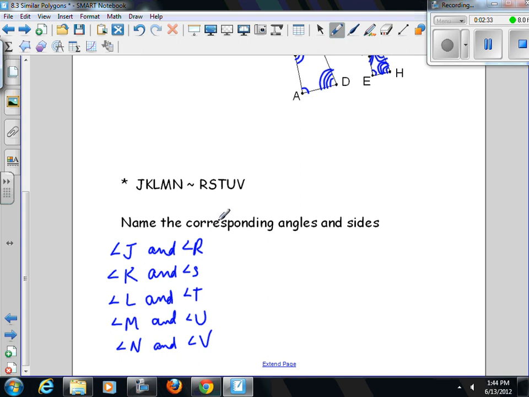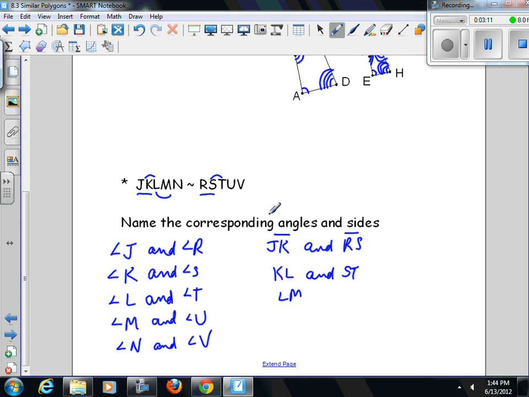Now the sides. Let's think about the sides. JK are next to each other in the first and second positions, so they make a side. R and S are in the same position in the second figure, so we'll say JK and RS. KL and ST. They are in the same corresponding positions in the similarity statement.